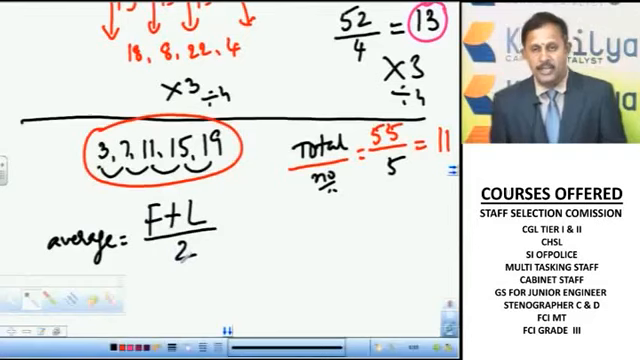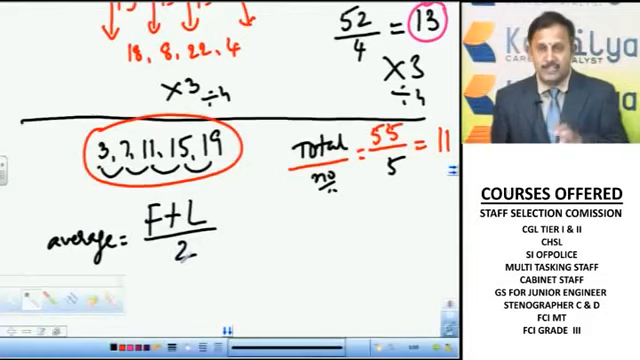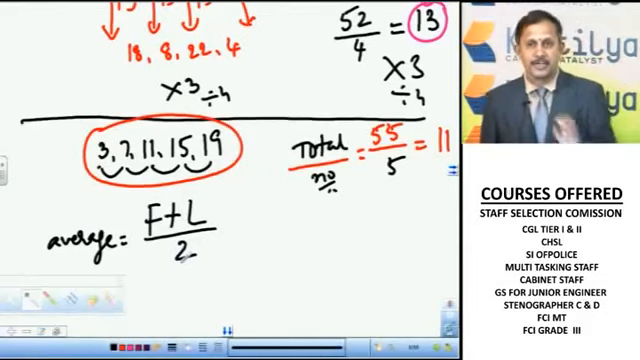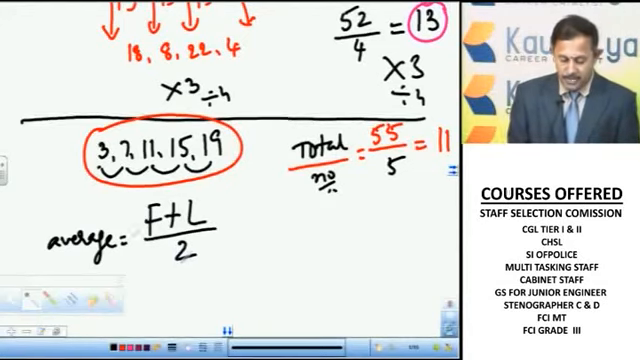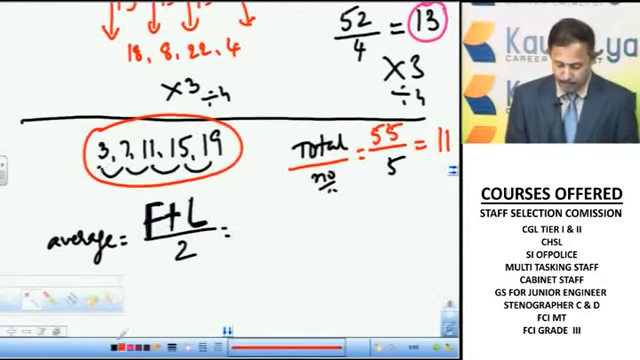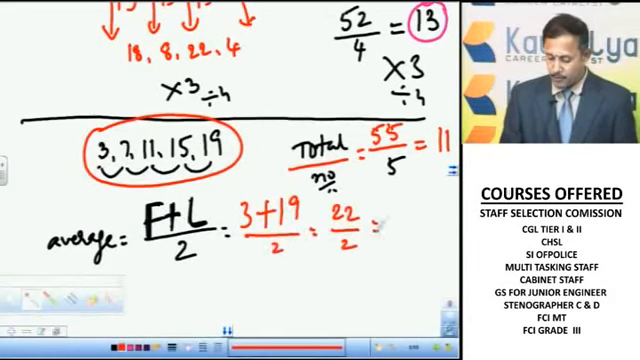I repeat it. If the difference between successive elements is constant, then their average can be given by using the formula first element plus last element by 2. Here the first element is 3, the last element is 19, first element plus last element 22 by 2. So therefore 11 is the average. So both are one and same.